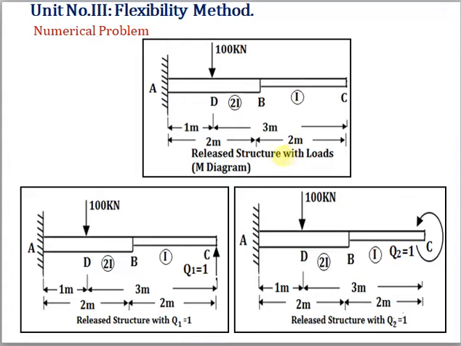Now let's consider the released structure with the load. Whatever the redundant is, remove that redundant, or the support, remove that support. Only the 100 kN load is left. This is called the released structure with the load, and let's call that diagram the capital M diagram. Now second is the released structure with Q1 equal to 1. Q1 means the vertical redundant force, so consider that Q1 is equal to 1. Again, the released structure with Q2 equal to 1. Our second redundant is the moment, so consider that moment Q2 is equal to 1. So these three diagrams we have to consider.